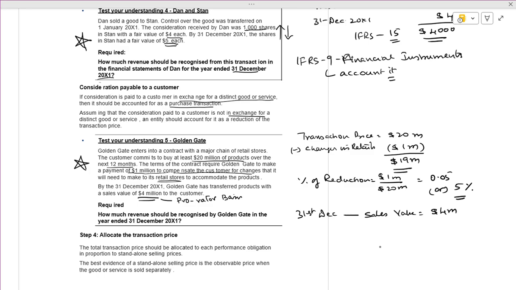On the 4 million, we take 1 minus 0.05. We have to take the net value, okay? 4 times 0.95. How much revenue is to be recognized? Revenue to be recognized will be 3.8 million, proportionate to the amount of sales. Definitely the contract is for 20 million of products and 1 million will be compensated, but we have not done 20 million of sales. The turnover is only 4 million. On the 4 million, the revenue is 3.8 million. This much revenue should be recognized as per IFRS 15.